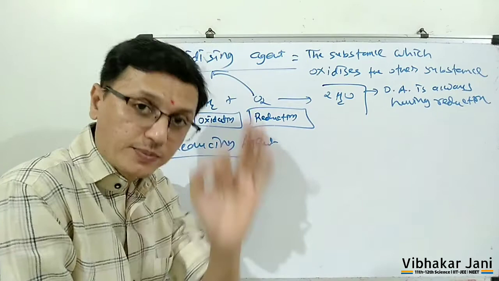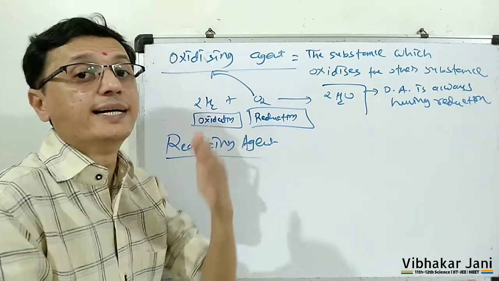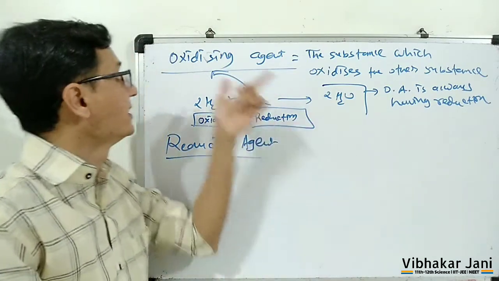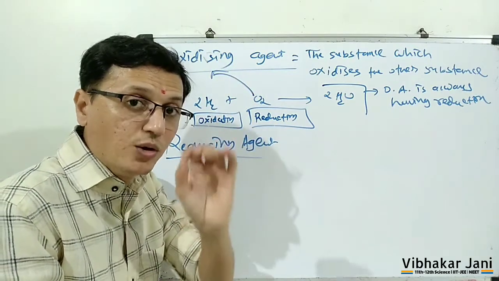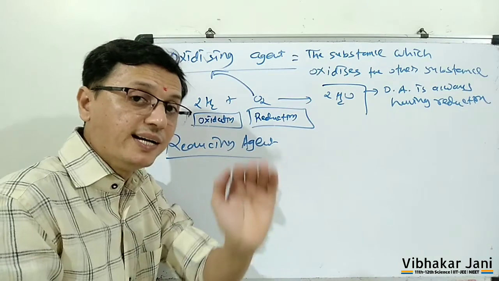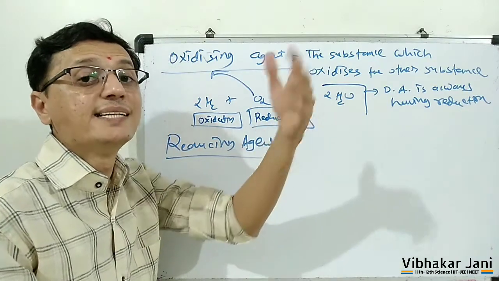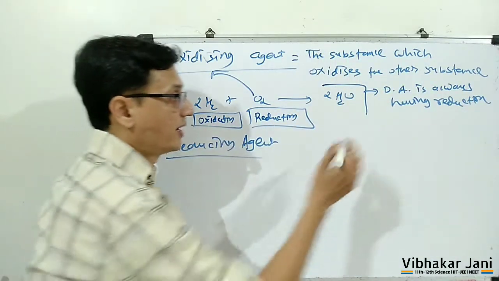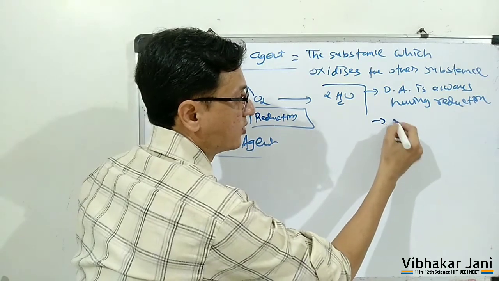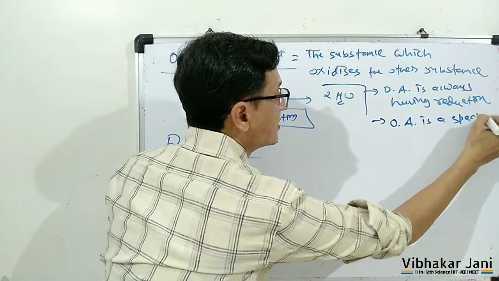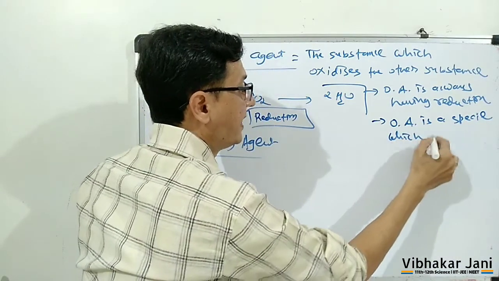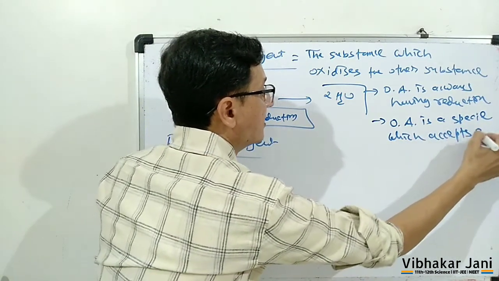The substance which is having a reduction is considered as an oxidizing agent. The substance which is having a reduction is considered as an oxidizing agent, or you can call it the species. Oxidizing agent is a species which accepts electron.